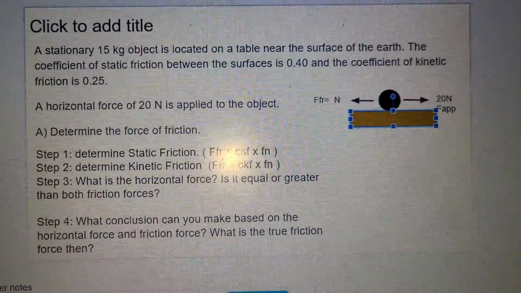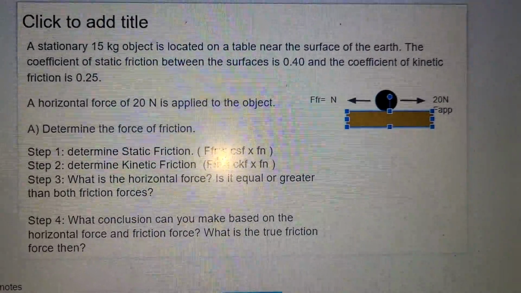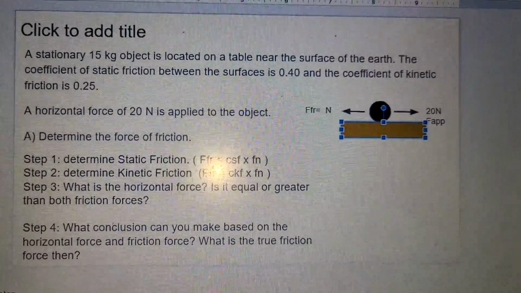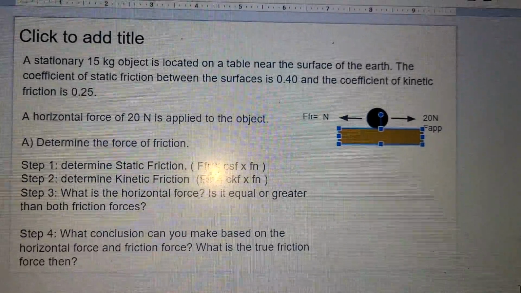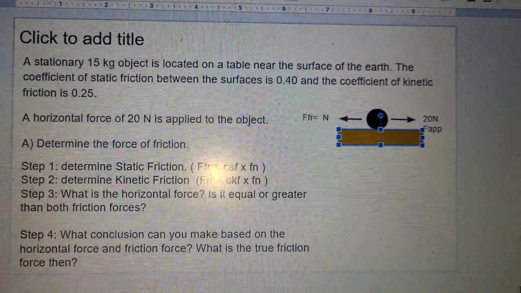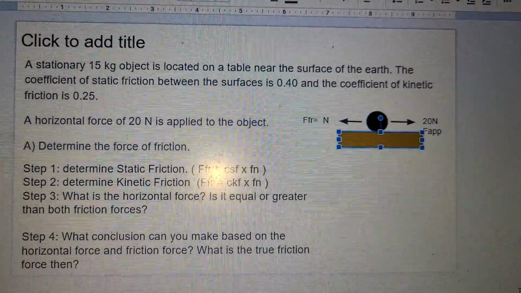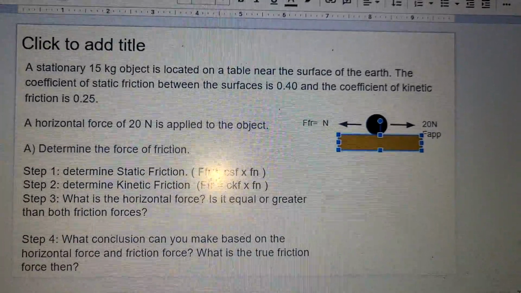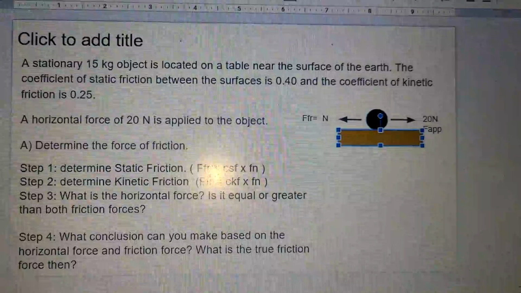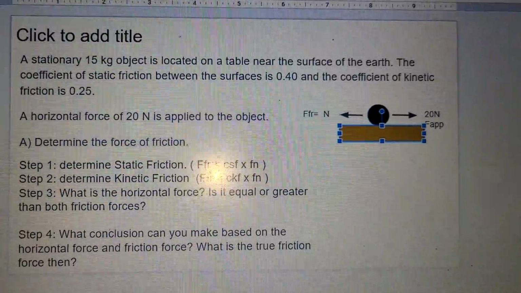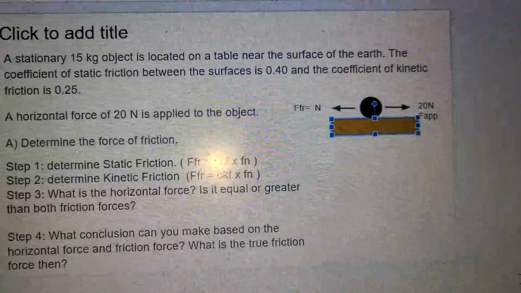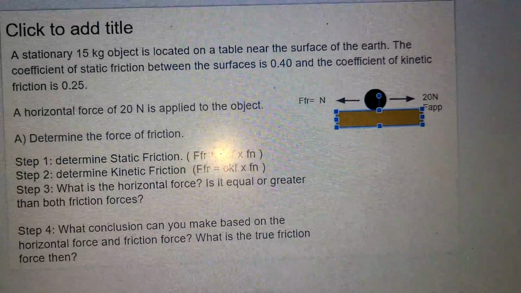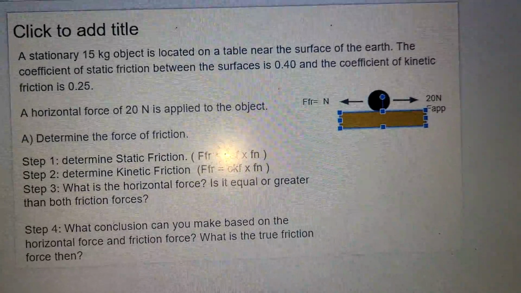So look at the words, okay? A stationary 15 kg object is located on a table near the surface of the earth. The coefficient of static friction between the surface is 0.40 and the coefficient of kinetic friction is 0.25. So right there, what I want you to do in this moment is look at the words given to you. What definition do you need to know?